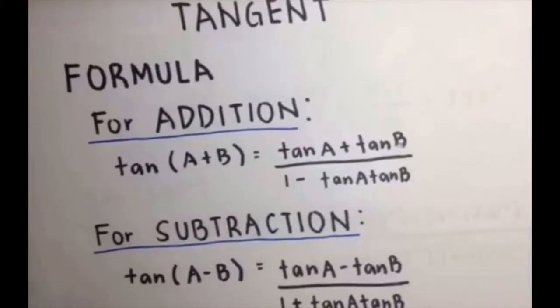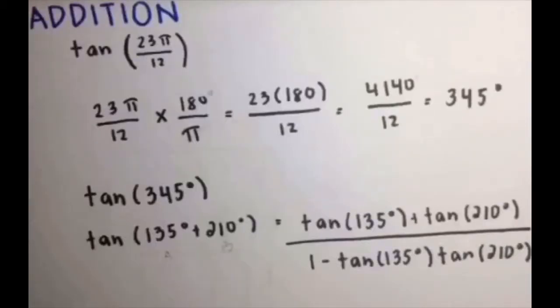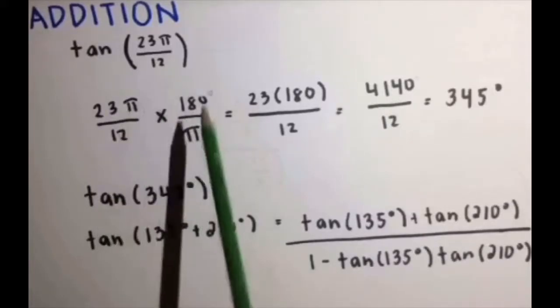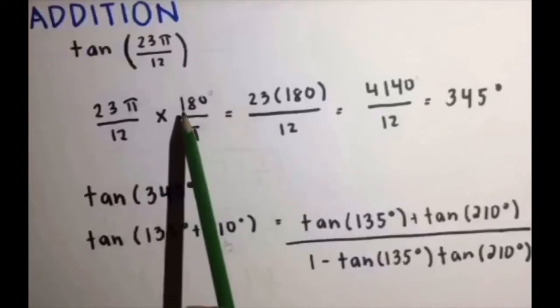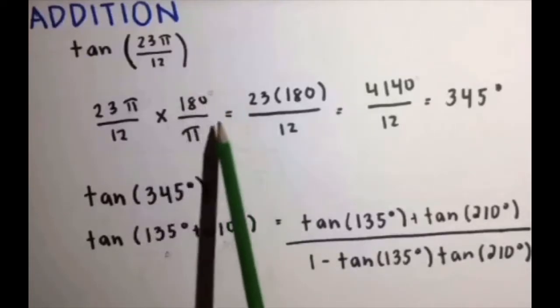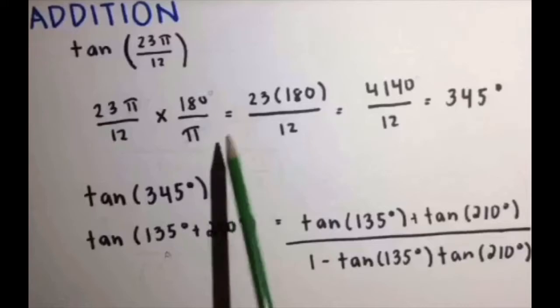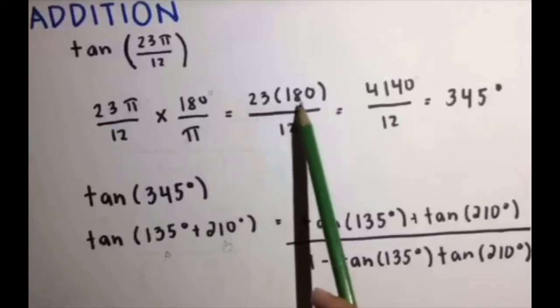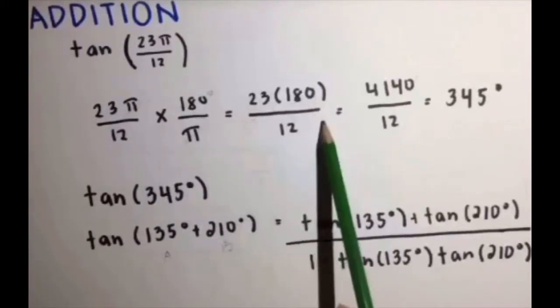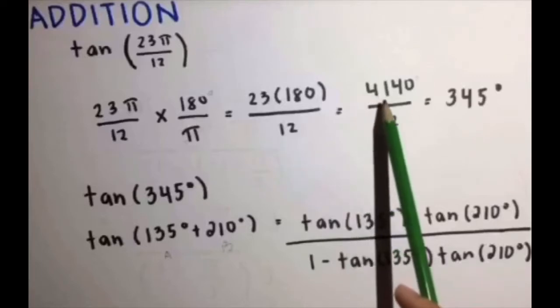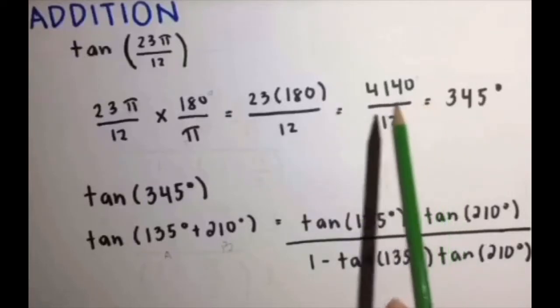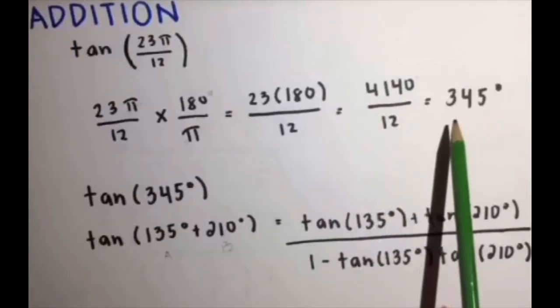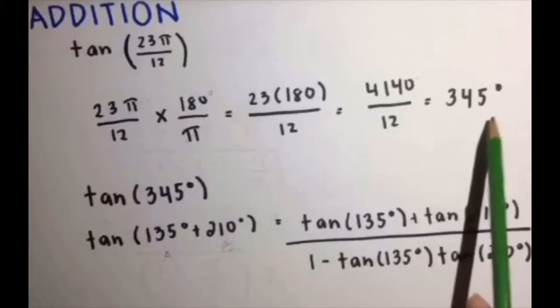Here is the sample problem for addition. We have tangent 23 pi divided by 12. So for us to cancel the pi here, we have to multiply it by 180 degrees divided by pi. Now it is equal to 23 times 180 degrees divided by 12, which is equal to 4,140 degrees divided by 12. Our final answer will be 345 degrees.